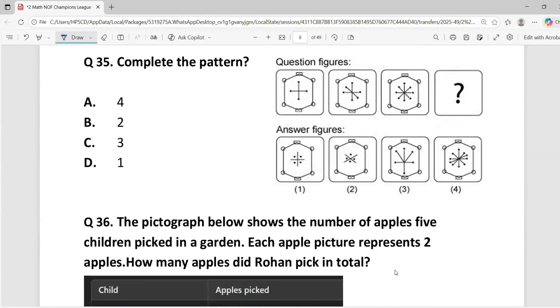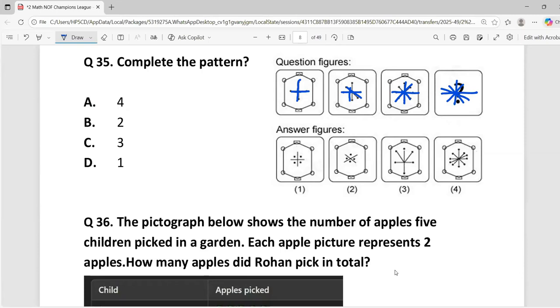35th, complete the pattern. Now see, first we have only 2 lines, then we got one more line, then we got one more line. Now what will we do? We will get one more line over here. We are just doing it in sequence, pattern following.